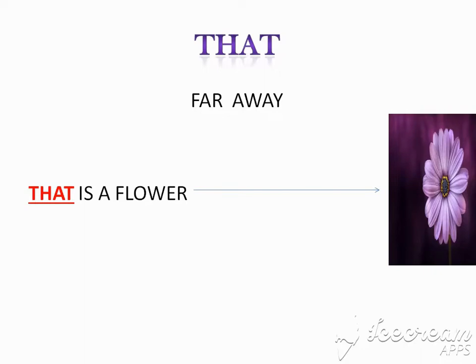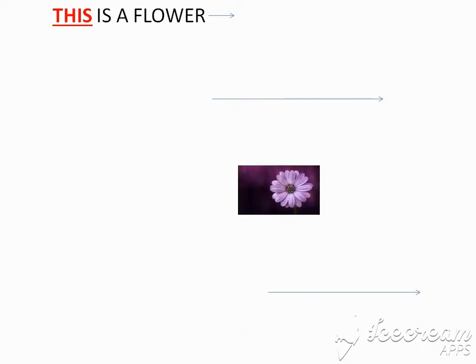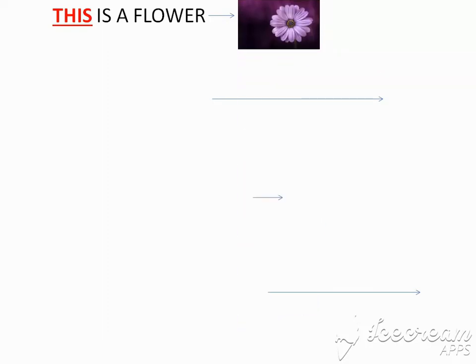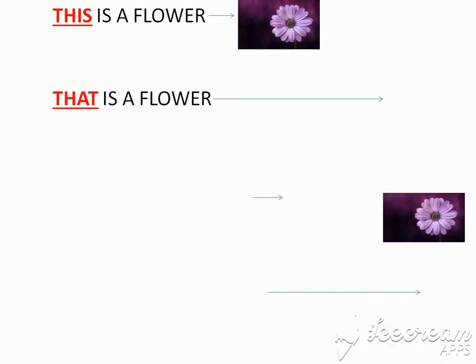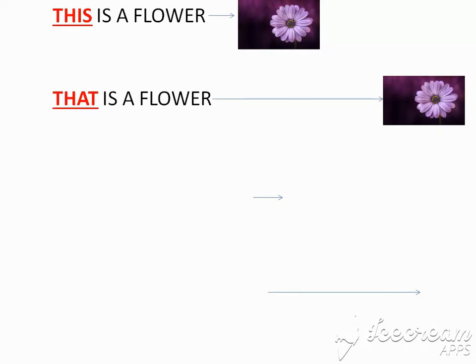Let's have a look at other examples. This is a flower. Only one flower which is near. So we use this. That is a flower. One more. Only one flower, but which is far away. So to express something which is far, we use that.